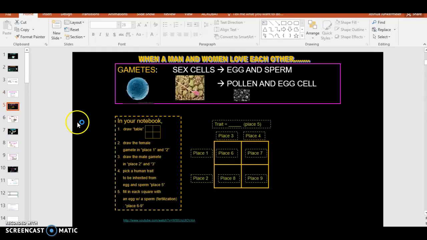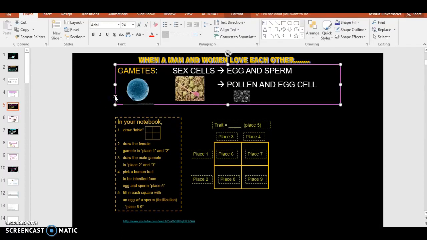And slide 5, of course, you need to put slide 5 in your notebook. We have an important definition. That's gametes, if I'm pronouncing it right. And gametes are the sex cells. Now, for humans, that's your typical sperm and egg. And once you reach a certain sexual maturity, you can produce them.